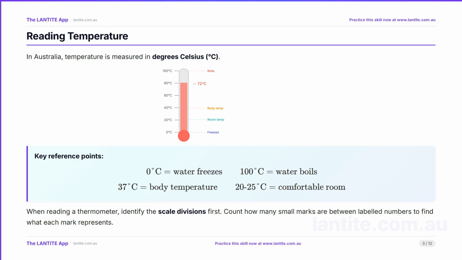When reading a thermometer on the LANTITE, always start by identifying the scale divisions. Count how many small marks sit between two labeled numbers. If there are 5 marks between 0 and 10, each mark represents 2 degrees. If there are 10 marks, each represents 1 degree. Getting the scale right is essential.